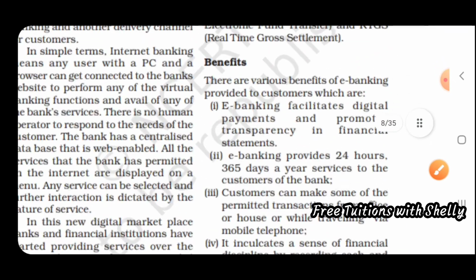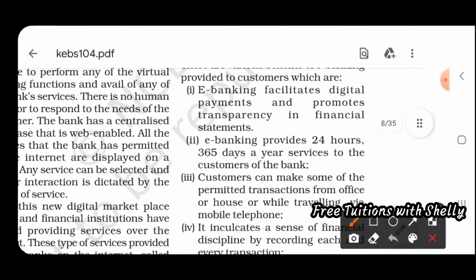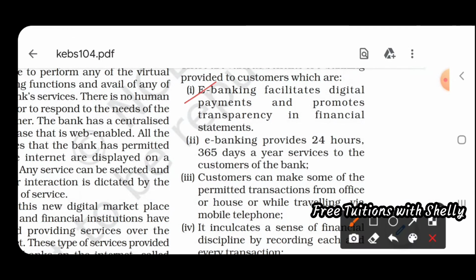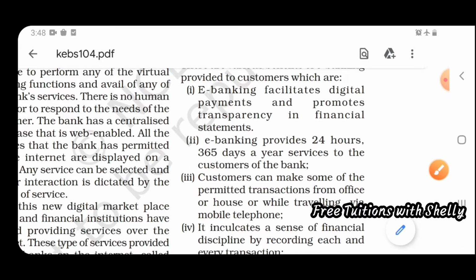Now going to the benefits of e-banking. E-banking facilitates digital payments and promotes transparency in financial transactions. Digital means through online. It can be 24 hours, 365 days it provides its services. It can be done through a mobile telephone. While traveling it is not necessary for us to go and visit a bank.